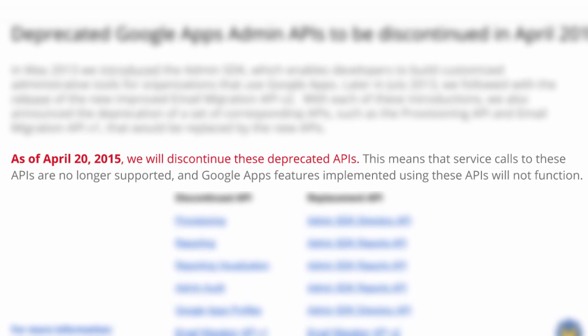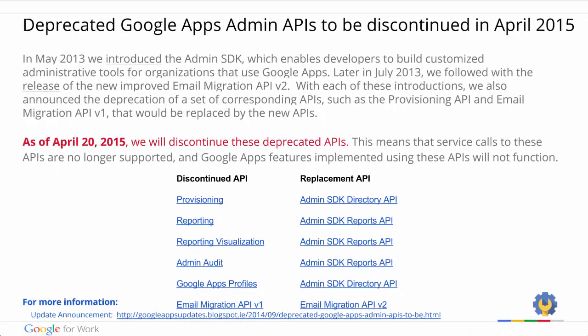As of April 20th, 2015, we will discontinue these deprecated APIs. This means that the service calls to these APIs are no longer supported, and Google Apps features implemented using these APIs will not function. For all you developers out there, you can find comparable functionality in the Admin SDK and the Email Migration API version 2 to transition to. In the coming weeks, we'll be contacting the domain admins whose applications currently use these deprecated APIs with an email reminder and guidance on the appropriate migration path.